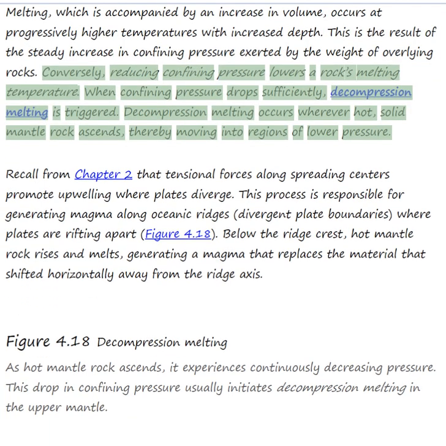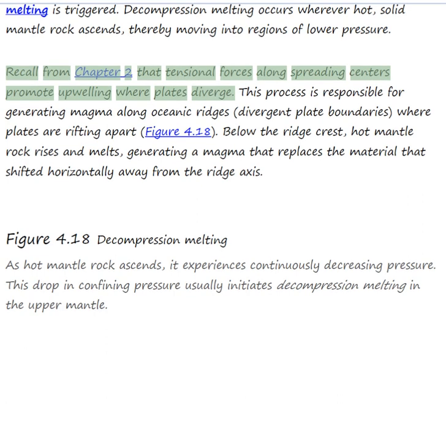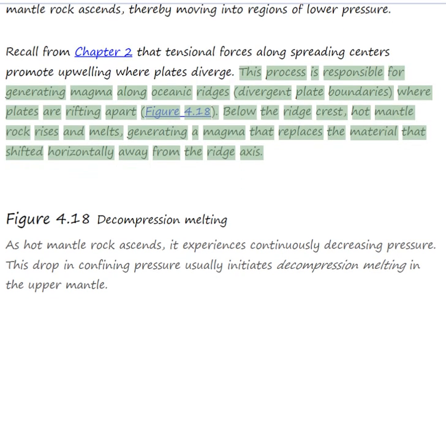Conversely, reducing confining pressure lowers a rock's melting temperature. When confining pressure drops sufficiently, decompression melting is triggered. Decompression melting occurs wherever hot, solid mantle rock ascends, thereby moving into regions of lower pressure. Recall from Chapter 2 that tensional forces along spreading centers promote upwelling where plates diverge. This process is responsible for generating magma along oceanic ridges where plates are rifting apart. Below the ridge crest, hot mantle rock rises and melts, generating a magma that replaces the material that shifted horizontally away from the ridge axis.